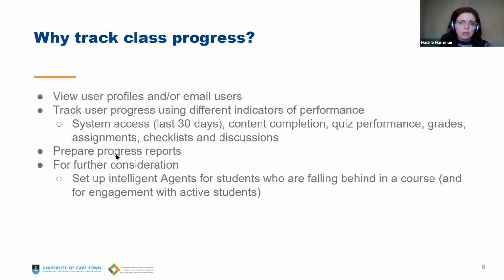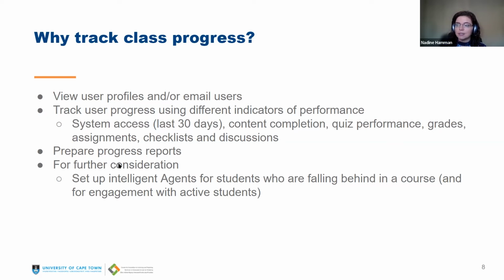Why do we track student progress? Well, first of all, we want to view user profiles, and we want to be able to communicate. If we see a discrepancy, or we find that students are falling behind for whatever reason, we want to first identify that group of students and also be able to communicate with them. There are several options in Brightspace, what we call indicators, that you can use to track user progress.